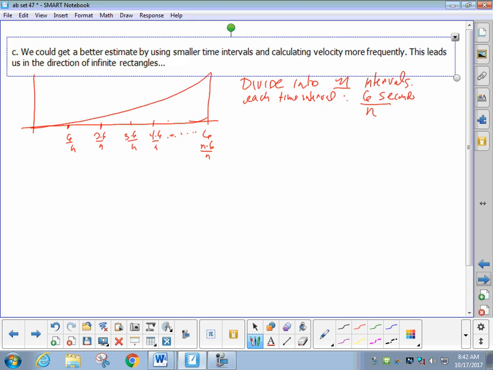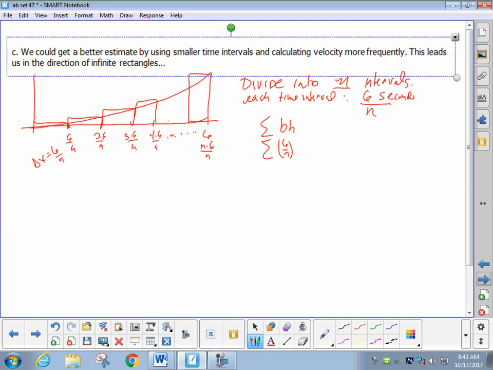Now, let's say we use right-hand rectangles. Then each time I calculate area, I am going to be taking a base times height, and I'm going to add all of them. What's the base of each rectangle? How wide is each rectangle? 6 over n. The delta x. Delta x is 6 over n.